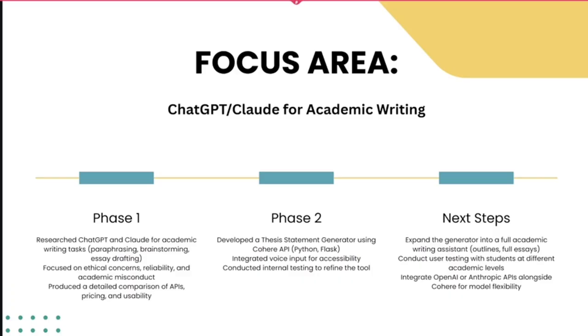Focus area: ChatGPT Claude for academic writing. In phase 1, the team explored how ChatGPT and Claude could assist with academic writing tasks such as brainstorming, paraphrasing, and drafting research papers, essays, and literature reviews. In phase 2, a thesis generator was developed using Cohere API. This tool aims to help students create strong thesis statements for academic papers.